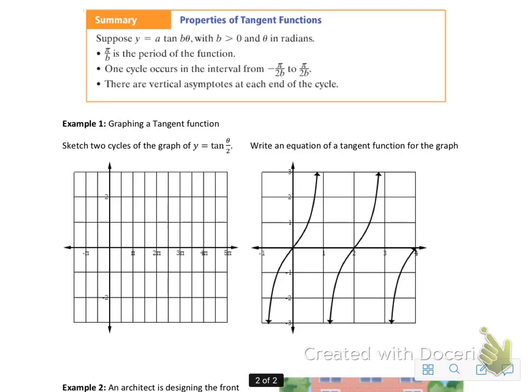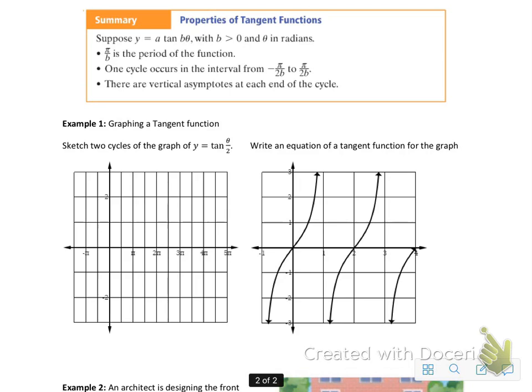So first it says sketch two cycles of the graph of y equals tangent of theta over 2. They give us b. The amplitude is a, but it's not going to affect what you see in this class, at least. You will see more when you get into pre-cal, but for now, it's just 1. The period is going to be going from a negative number to a positive number. So first we need to figure out what the period is.